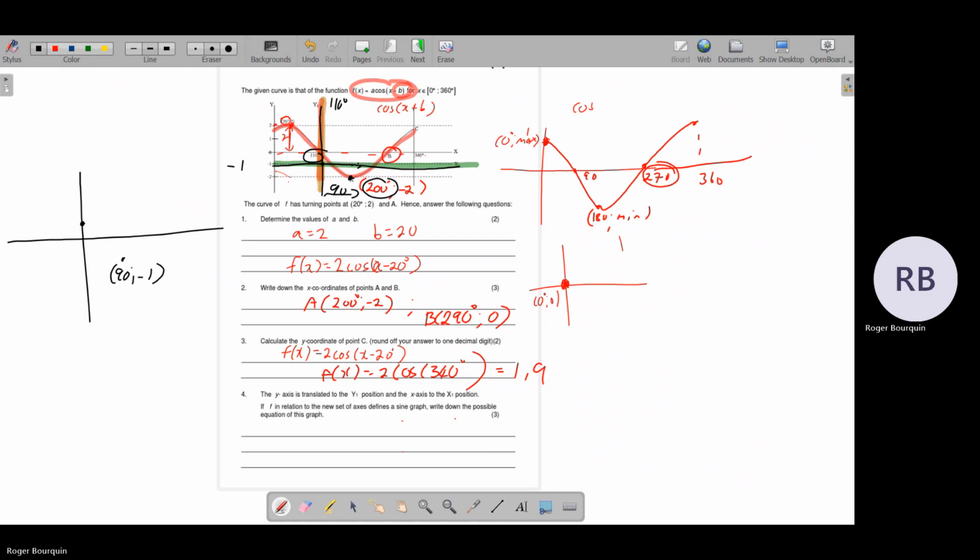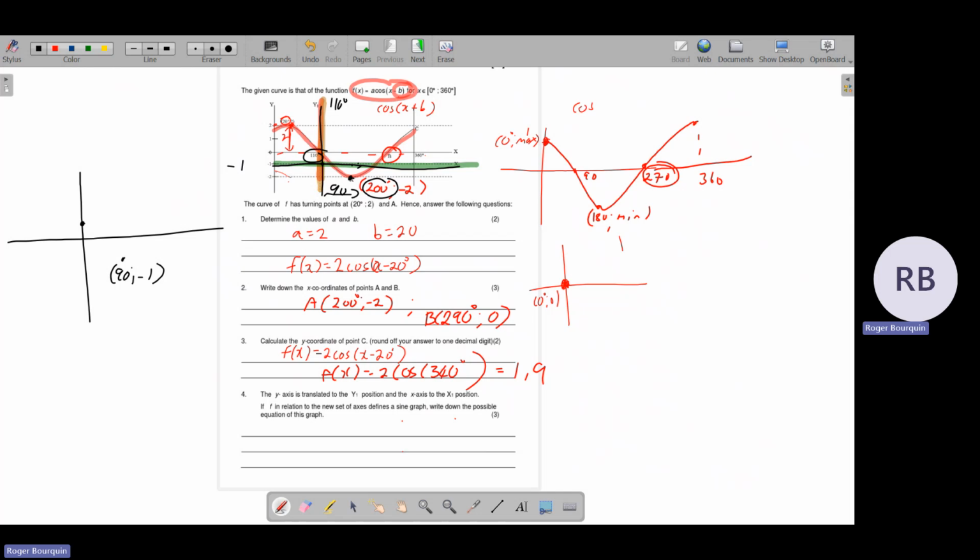Are we right about that? 110 to 200 is 90, right? Then it will repeat. Then it's going to go, we don't know what that is. 90, -1. Normally a sine graph does what? I don't like this question very much, I'm not going to lie. 90, -1. If it went through 0, 0, it would be easy.